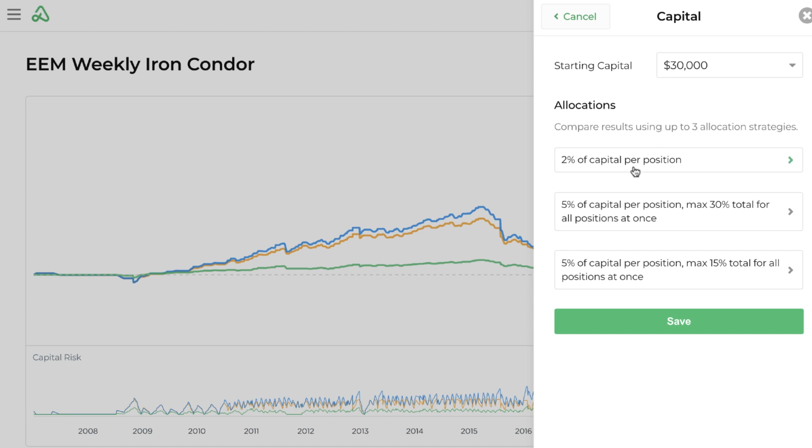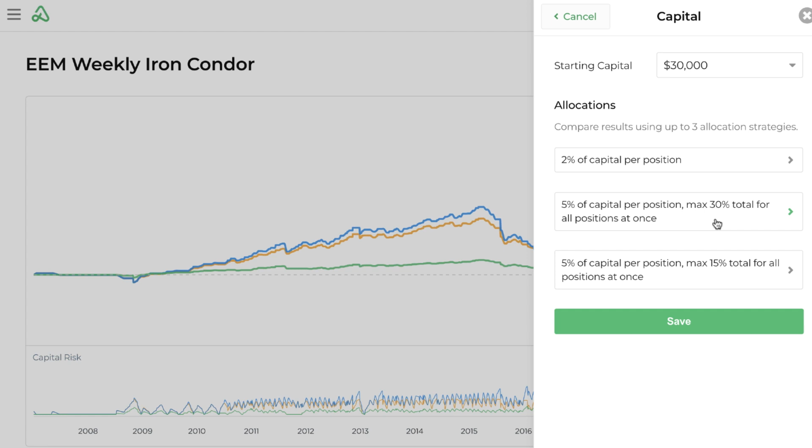So in this case, I did 3 different allocations. The first test was 2% of our capital per position with no max. So every time we had an opportunity to get into a position, it was 2% of the account balance at that time, and then as many contracts as we could fit in there. The next one was 5% of our account per position with a max allocation of 30%.